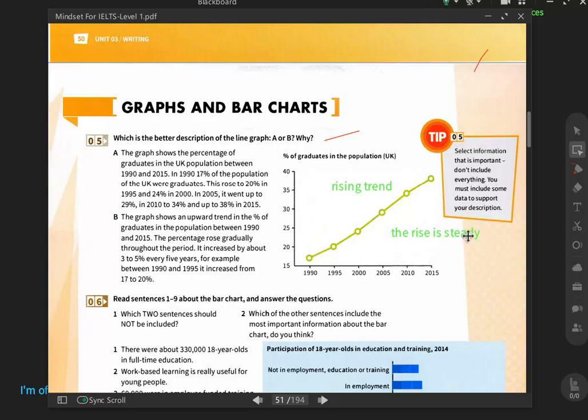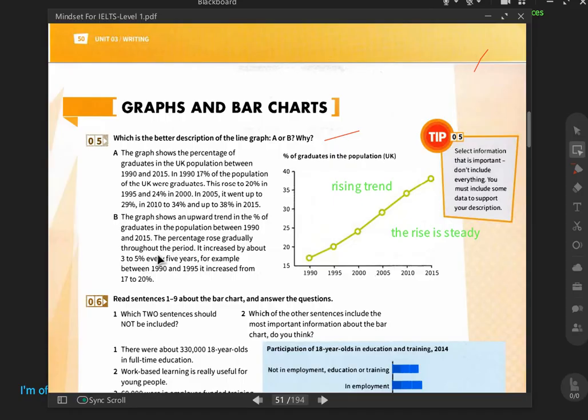I use steady because this is an adjective here. The rise is steady. If I wanted to use rise as a verb, I could say, for example, it rose steadily. So here it is a noun, so I use an adjective. And now, let's see which one is better, A or B? Which one do you think is the better and more appropriate description for the line graph?